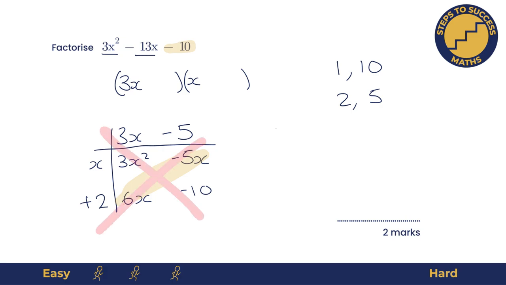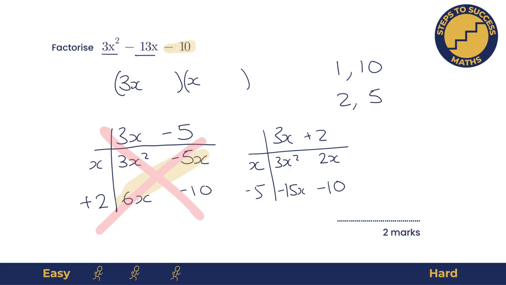3x plus 2 and x minus 5. So again, we know we get 3x squared and minus 10. And now we need to see what we get in the other positions. So we get 2x and minus 15x. And when we put those together, we do get negative 13x. So our answer is 3x plus 2 and x minus 5.